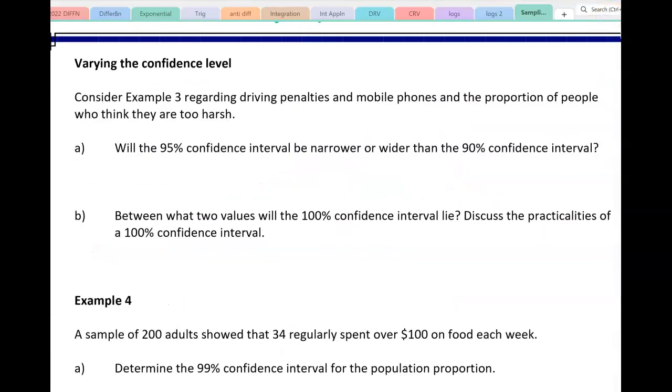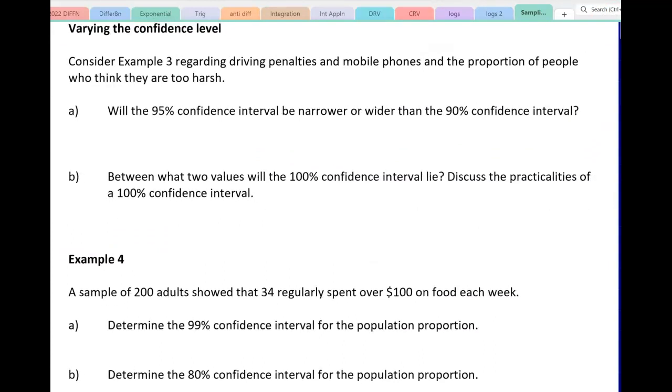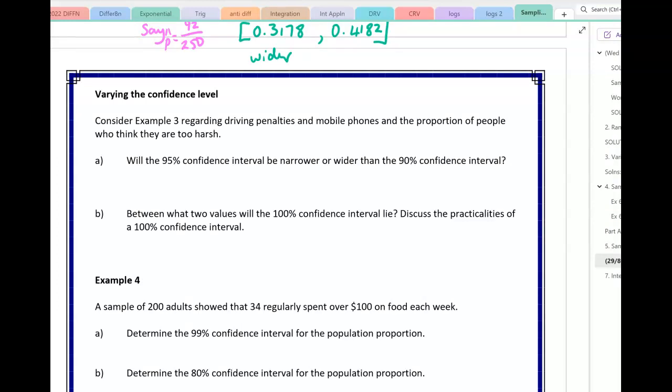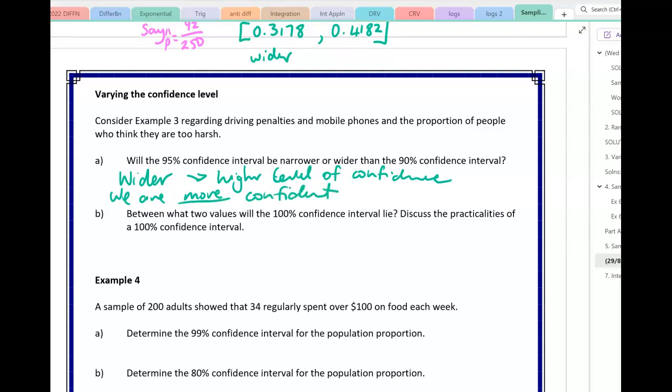And I guess that's what the next questions are about. So let's see if you've actually been listening. Will a 95% be narrower or wider? It will be wider. Why? Because it's a higher level of confidence. So we are more confident. Only in that when you say you're more confident, you're actually more unsure. We're confident we're going to capture P, but the range in which P lies, yes, is bigger.